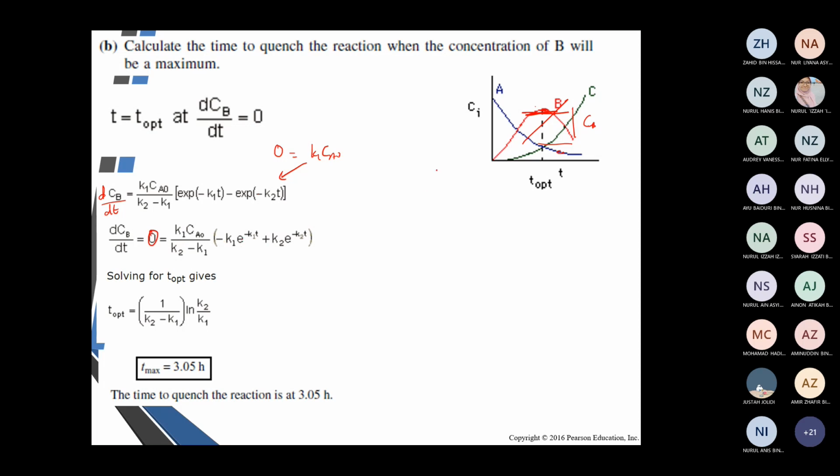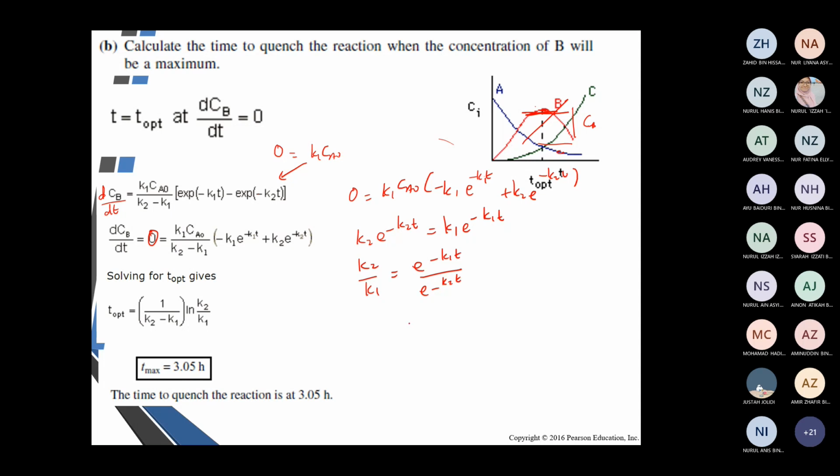Okay, I tunjuk lah. So 0 is equal to K1 CA0 over K2 minus K1, times negative K1 e to the power of negative K1T, plus K2 e to the power of negative K2T. Okay, so sekarang ni sini kosong kan, so bawa ke sini lah, pindah ke sini. So K2 e to the power of negative K2T is equal to K1 e to the power of negative K1T. Okay, so ni bawa ke bawah, K2 over K1 is equals to e to the power of K1T over e to the power of K2T.